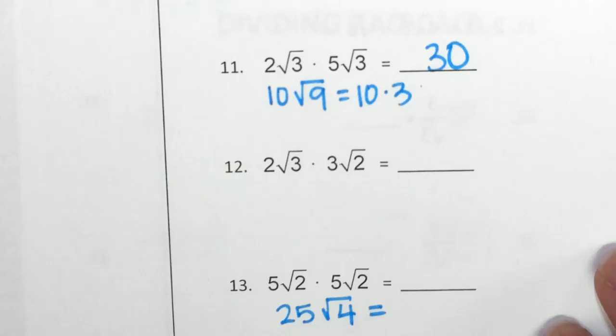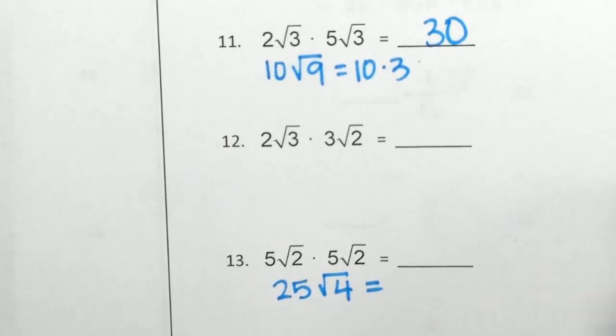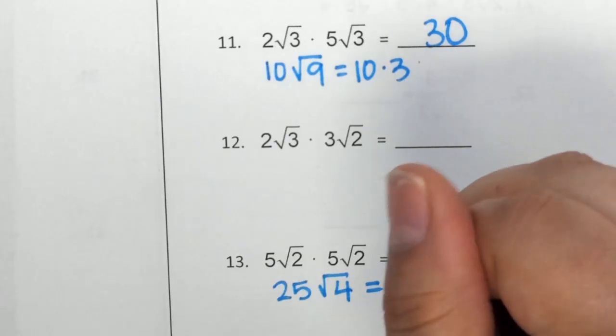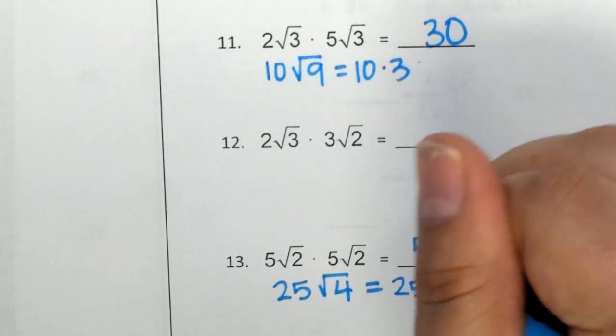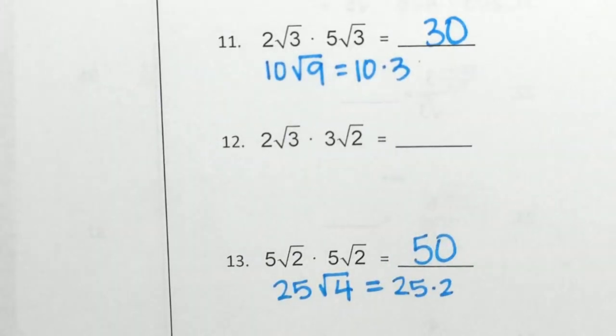13 is multiply your coefficients, 25, multiply your radicands, 4, what's the square root of 4? You get 50. It's not always going to work out that way. These two just happen to work out that way. All right?